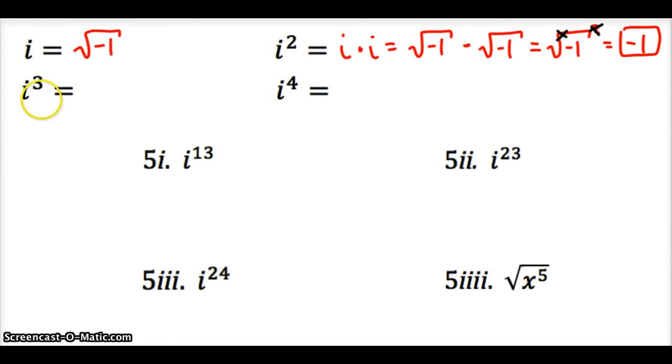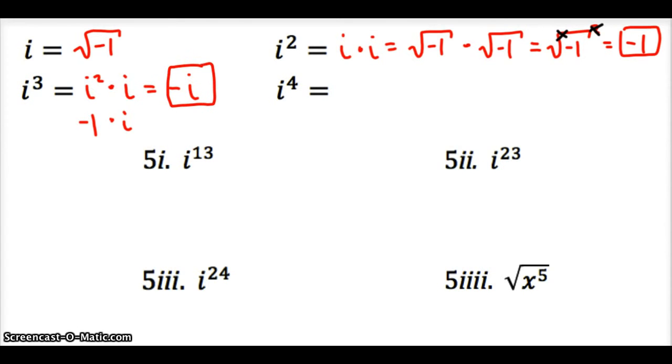Here we have i to the third, or i cubed. Well, i cubed is made up of an i squared times an i. Well, i squared turns into a -1 from right here. And then we have i, which stays i. So i to the third then turns into a negative i.